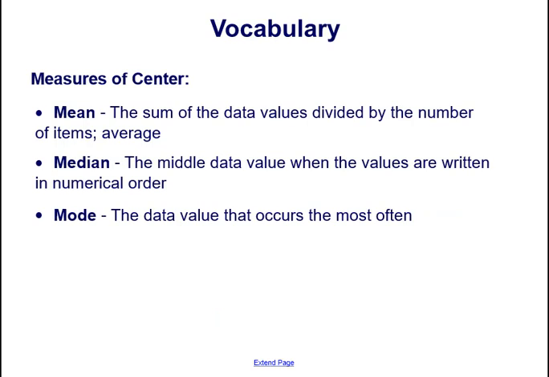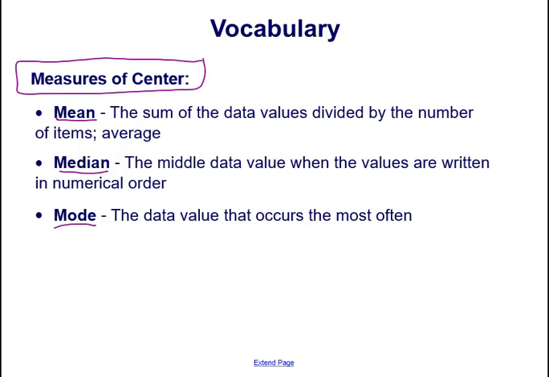So the vocabulary that we've been looking at with that activity is called a measure of center. We have 3 measures of center for our data. The first is the mean, which is the sum of the data values divided by the number of items. We most commonly know this as the average. We then have the median, which is the middle data value when all the values are written in numerical order from least to greatest. And then we also have a measure called the mode, which is the data value that occurs the most often. You'll see that number the most.